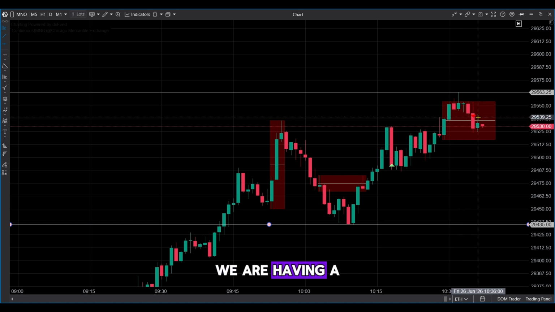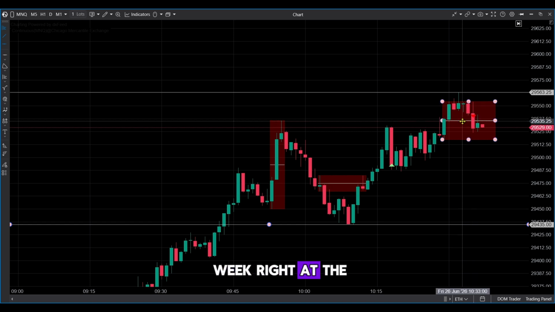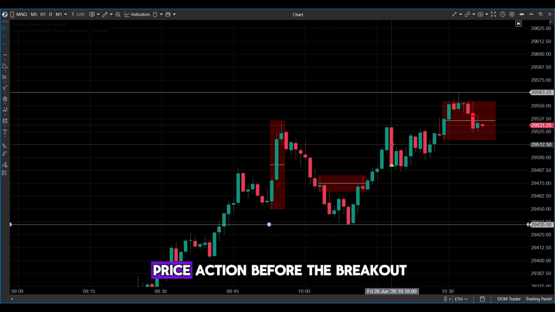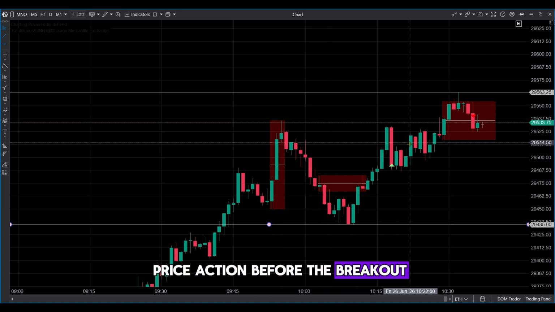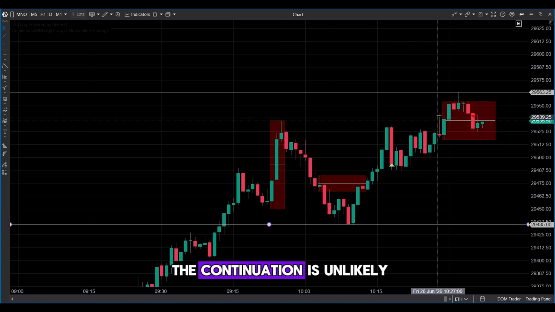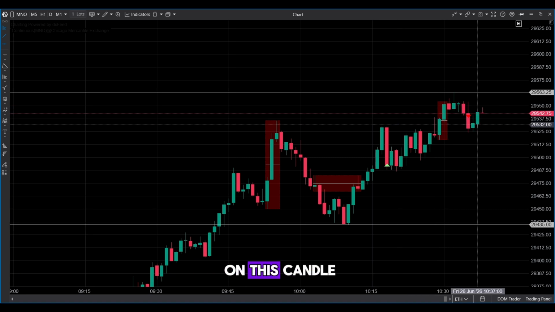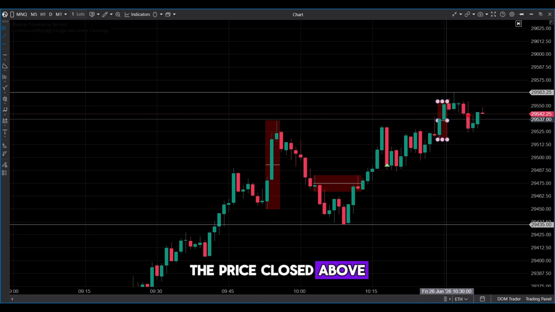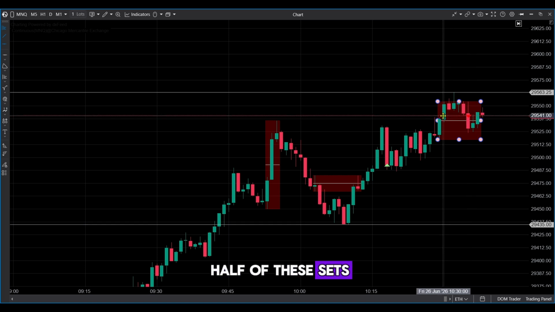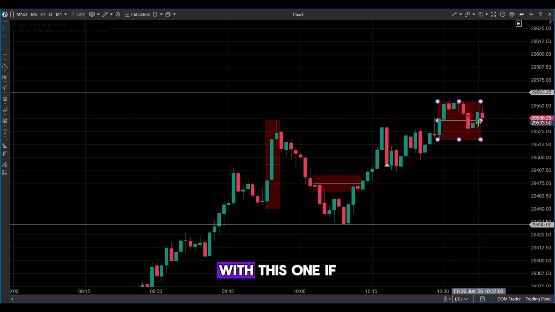$435. We are having a wick right at the mean threshold, and based on the price action before the breakout, we already know that the continuation is unlikely. On this candle, the price closed above half of these sets of bullish candles with this one.